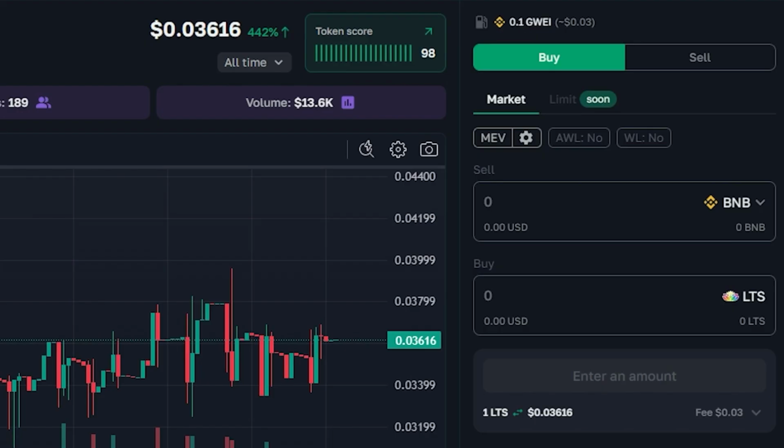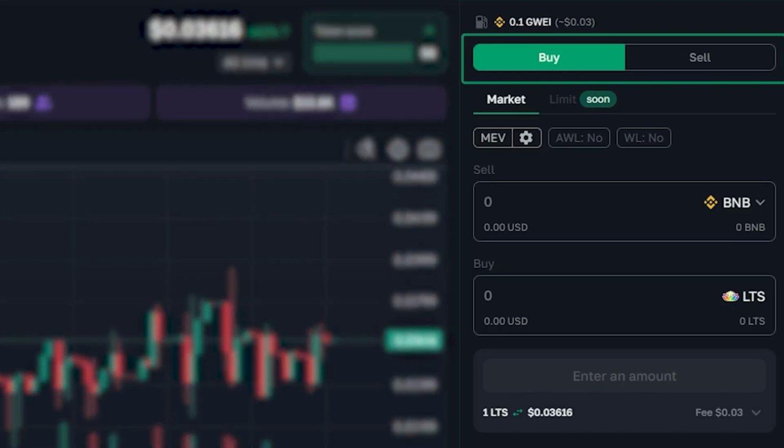Just below is a toggle to choose an action, buying or selling a token. Currently, only market price swaps are available, but in the upcoming updates, it will be possible to set limit orders, take profits, and stop losses. This will significantly simplify trading and make it more flexible.